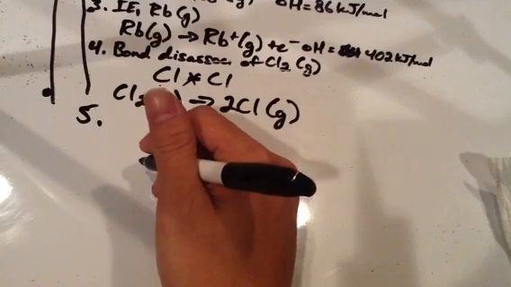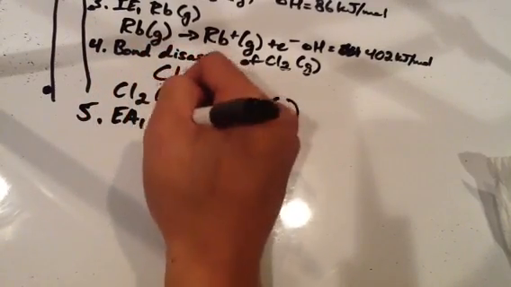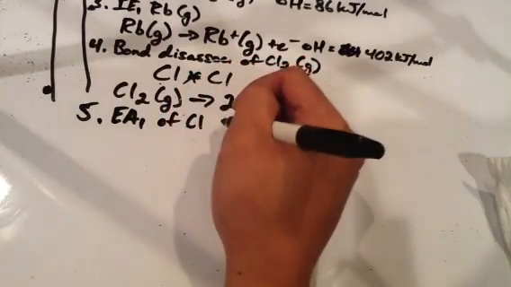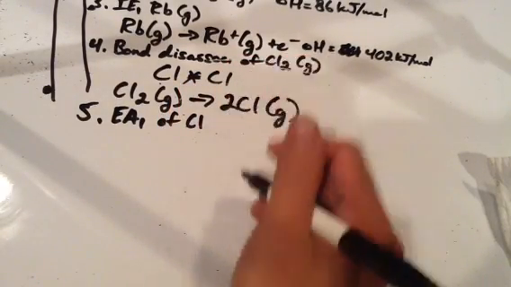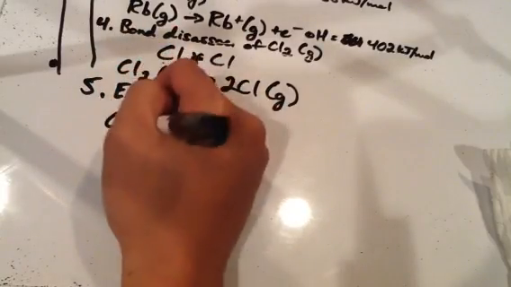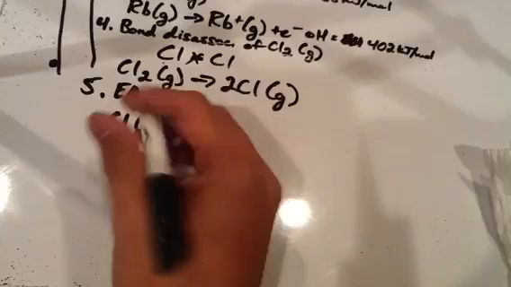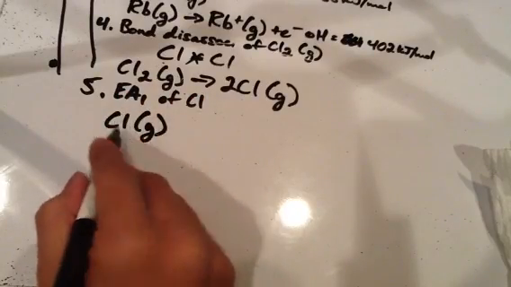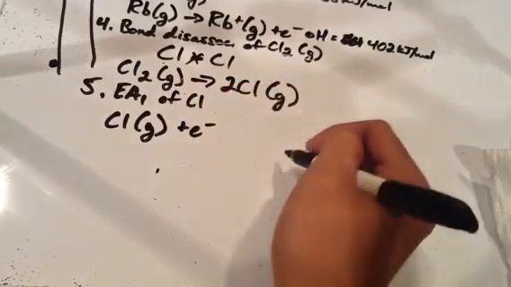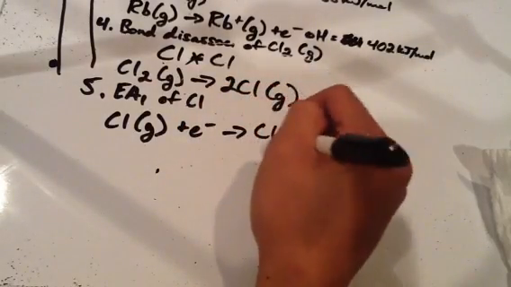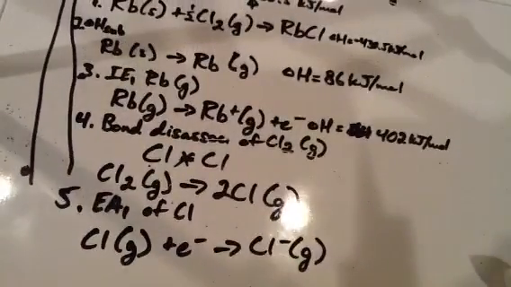And finally, our last piece of information is the electron affinity 1 of Cl, and that's going to be 349 kilojoules per mole. So if we take one atom of chlorine in the gaseous form, and we say we add this electron, it'll turn into Cl negative gas. So these are going to be all the equations we're going to be working with.